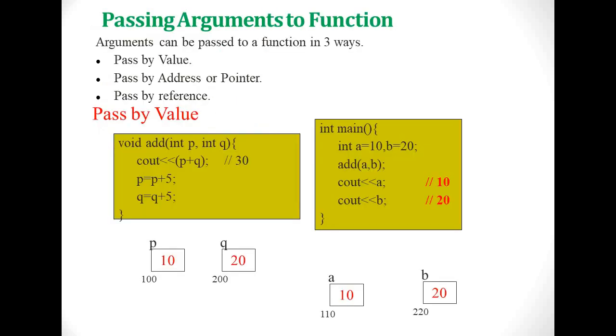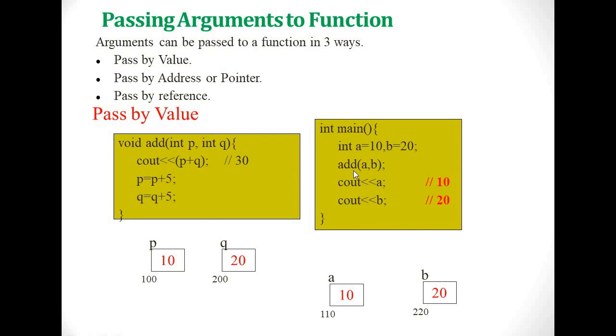Passing the arguments. We can pass the arguments in three ways, that is pass by value, pass by address or pointer, and pass by reference. This first one is pass by value. We are passing the values and getting the results. In this we are creating the main function and a subfunction. The subfunction is named add, and then we are passing two arguments, int p, q, and then cout p and q values to be added. In this extra condition, p plus 5 and then q plus 5.